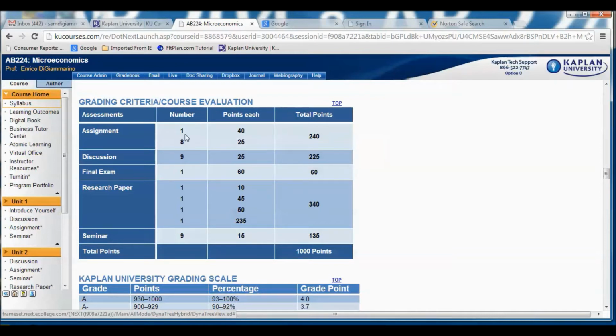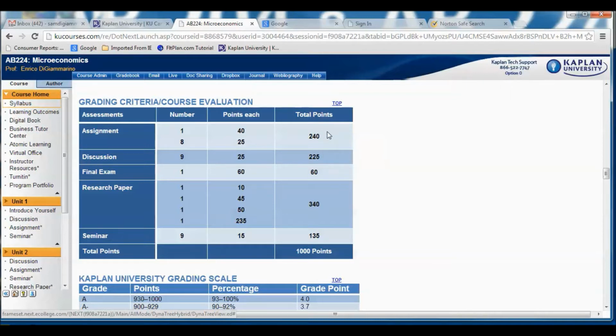Notice that we do have 9 assignments. One of them is worth 40 points. The rest are worth 25 apiece, giving us our 240 points. We have 9 discussions, each one worth 25 points. Now, I'm going to give you a little hint about discussions. Those of you who've been here and taken other classes at Kaplan are probably familiar with this. But in the discussion area, there are a couple basic things you need to accomplish. And we're going to see that down below in a minute. But I want you to remember, these are relatively easy points for you to get.